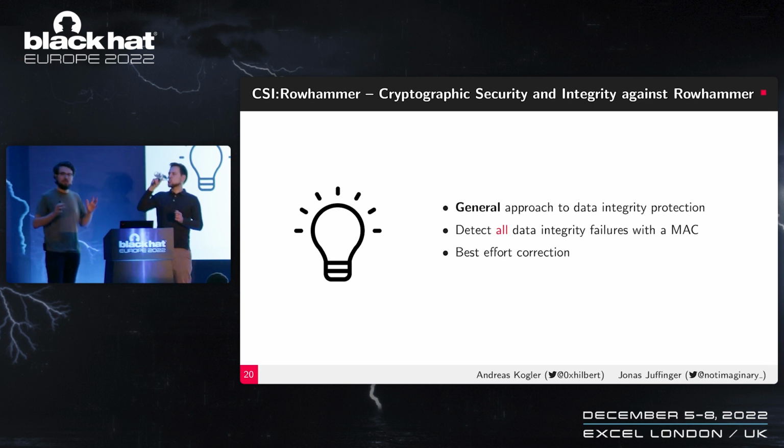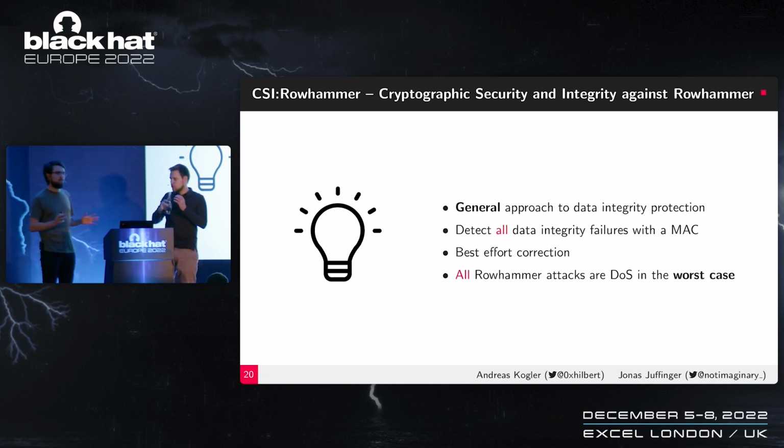We cannot prove that we can correct any number of bit flips. But it's still enough, because if we just detect every bit flip, in the worst case we degrade all Rowhammer attacks to denial of service. So even if we cannot correct the bit flip, in the worst case the device has to reboot, or we have to shut down some processes. But denial of service is the worst thing an attacker can do.